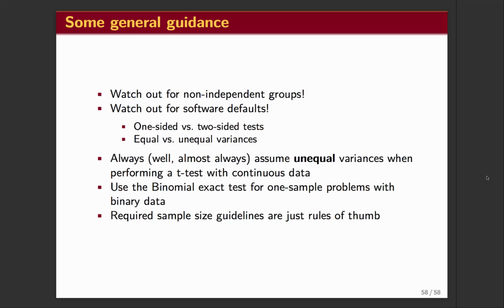Equal versus unequal variances, they will both default. Again, this is as best as I've been able to document, that they default to unequal variances, and you have to specify equal variances if you have a reason to believe that's true. Pretty much all the time, just assume unequal variances. It's a more conservative assumption and a reasonable thing to do. We can use the binomial exact test for one sample problems with binary data. That was just back to that example slide.